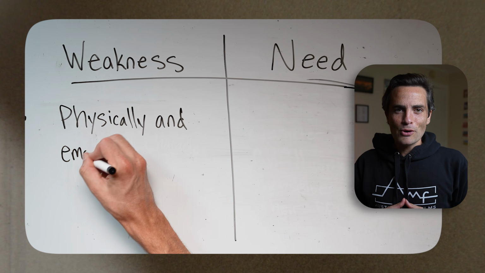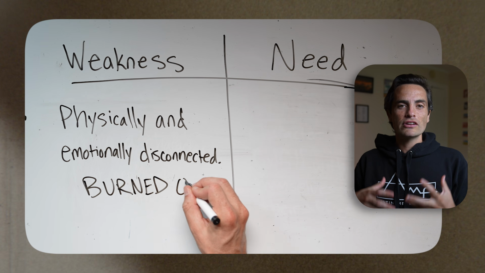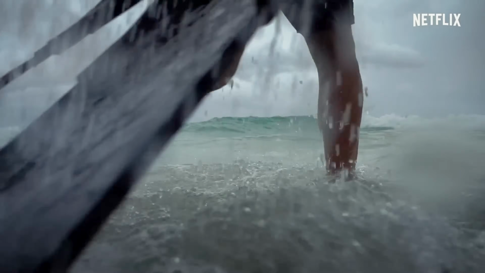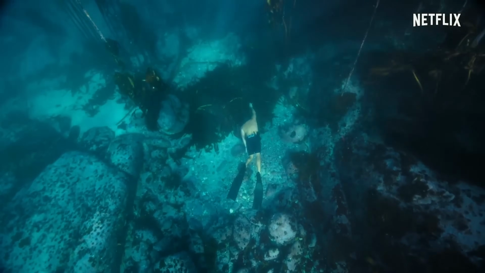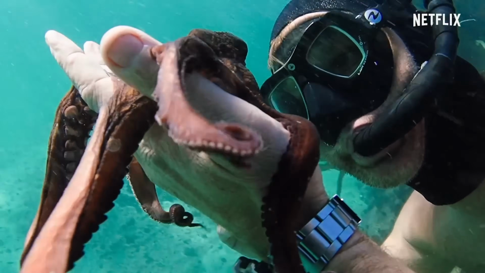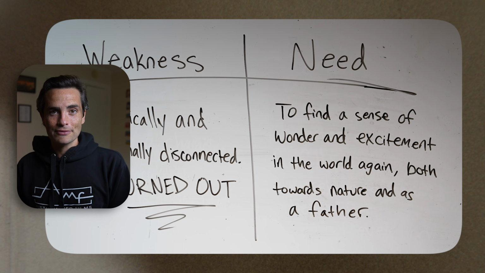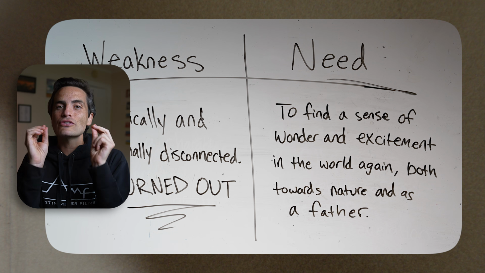All right, now to illustrate these concepts, let's look at the documentary, My Octopus Teacher. At the beginning of the movie, Craig Foster's weakness is that he is physically and emotionally disconnected. He's exhausted, burnt out, and it leaves him feeling disconnected from nature and his family. His need is to be revitalized, to find a sense of wonder and excitement in the world again, both towards nature and towards his role as a father. So as you can see there, a weakness and a need are very closely linked.